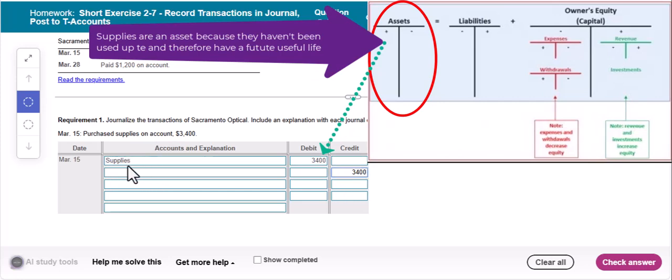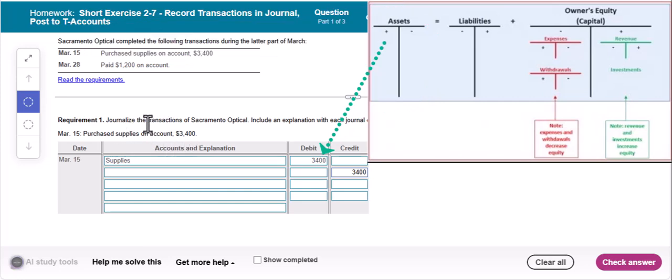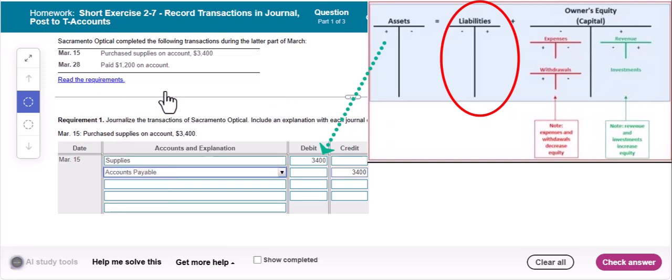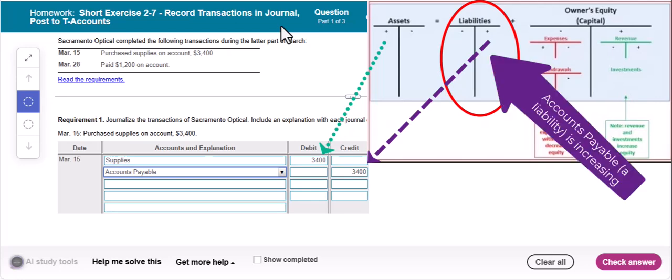So now what account are we going to credit here? Well, notice it says we purchased the supplies on account for $3,400. So on account means accounts payable. We have increased our accounts payable since our debt has gone up by $3,400, since we're promising to pay later. And again, accounts payable is a liability, and when we have more liability, that increases with a credit. So that's why I am crediting accounts payable.